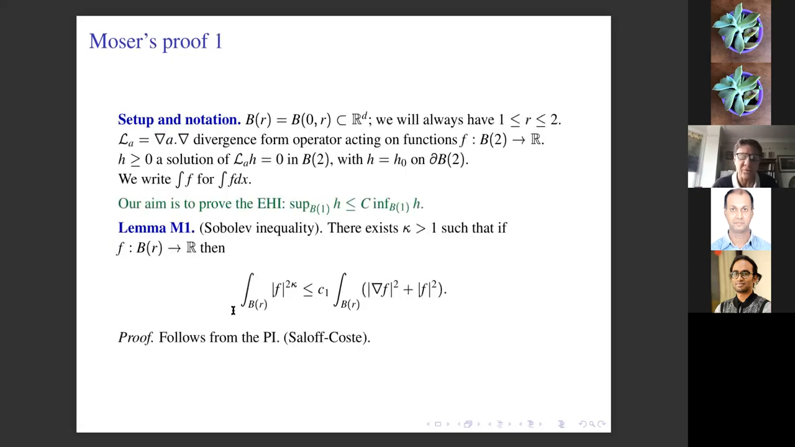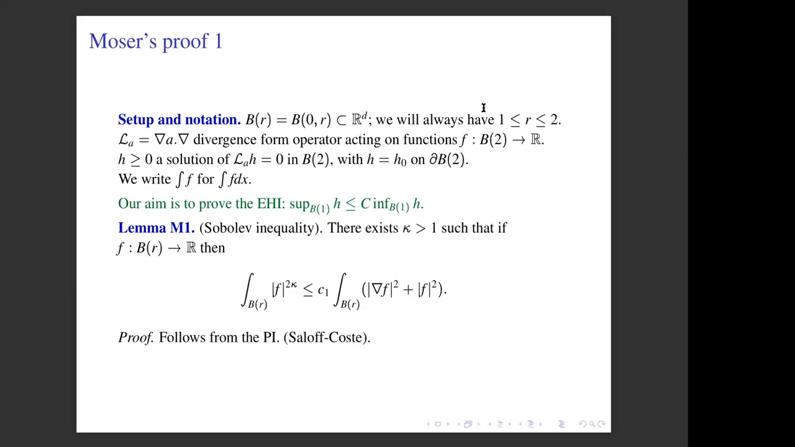So let's look at the setup and notation that we've got. Because of scaling, it's going to be enough to prove Moser's Harnack inequality for a ball B(0,1) contained in B(0,2) in R^d. And so we're going to write B_R for balls of radius R with R between 1 and 2. Curly L_A is the divergence form operator, which is acting on a suitable class of functions mapping B_2 to R. And H is going to be our target harmonic function.